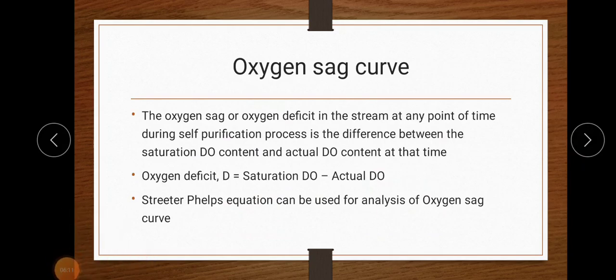The oxygen sag or oxygen deficit in the stream at any point of time during the self-purification process is the difference between the saturation dissolved content and the actual dissolved content at that time. That is, oxygen deficit is equal to saturation dissolved content minus actual dissolved content. The Streeter-Phelps equation can be used for the analysis of the oxygen sag curve. I will explain this in the next video.